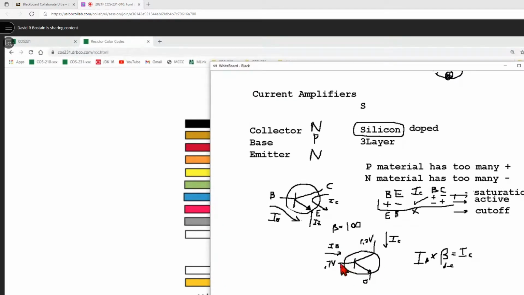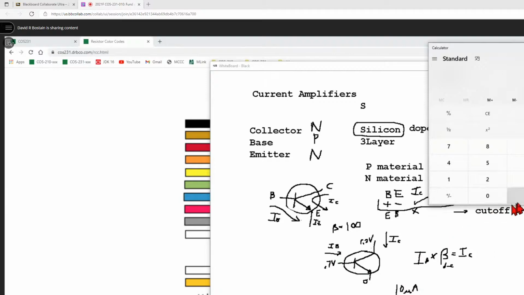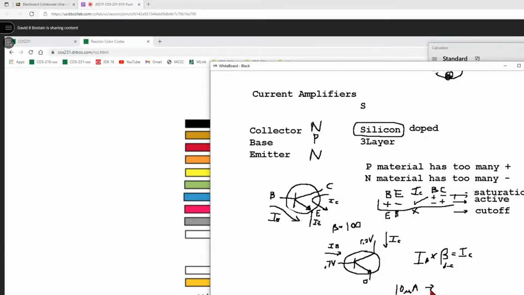So if I told you IB equals 10 microamps and asked what IC would be if the transistor is in active region, you would simply take 10 microamps and multiply it times 100. You look at that number and say that this amplifier amplified a signal of 10 microamps. We'll amplify it to be 1 milliamp.